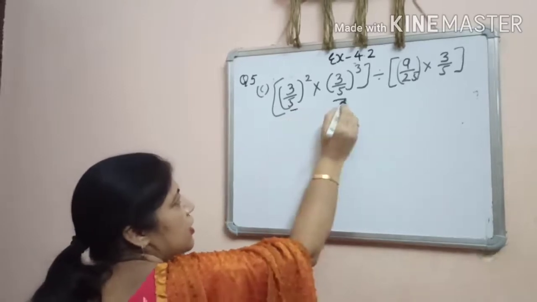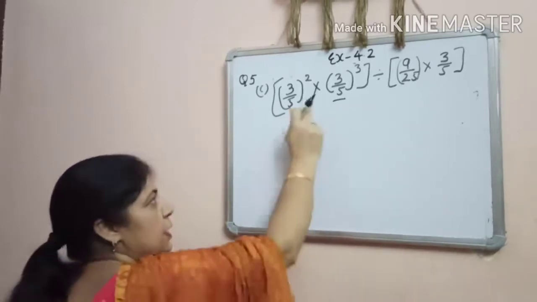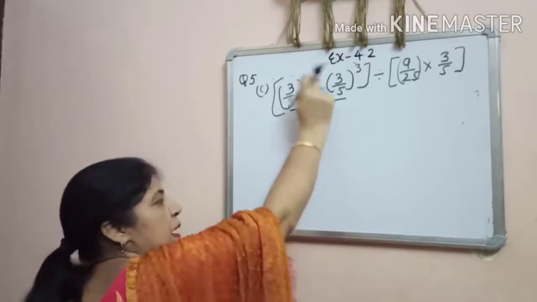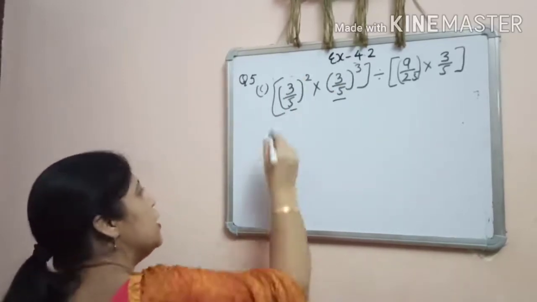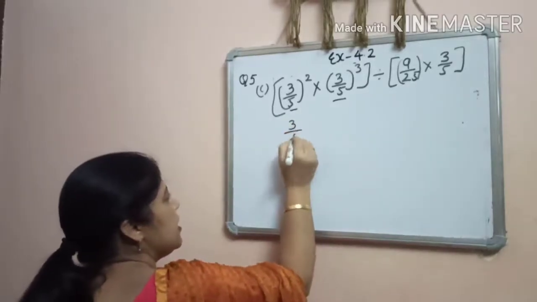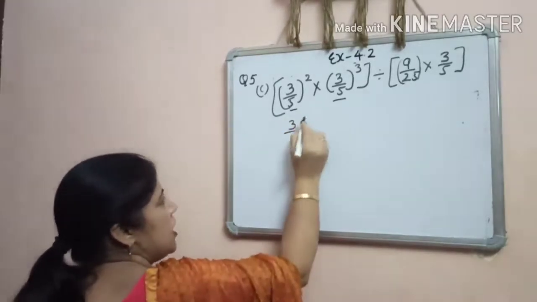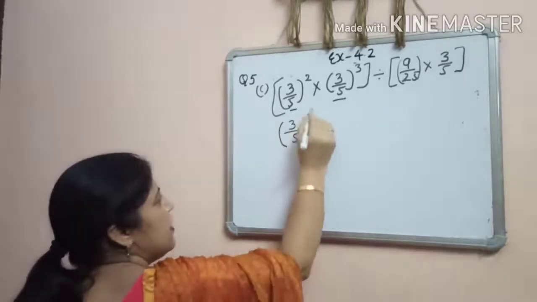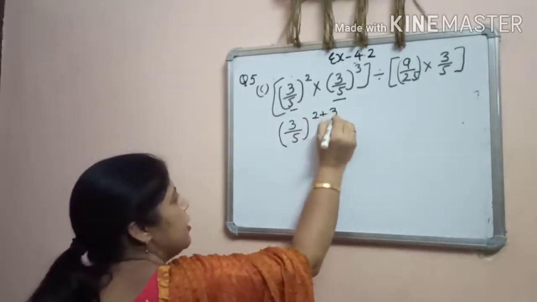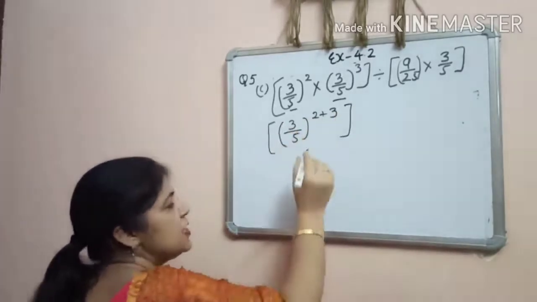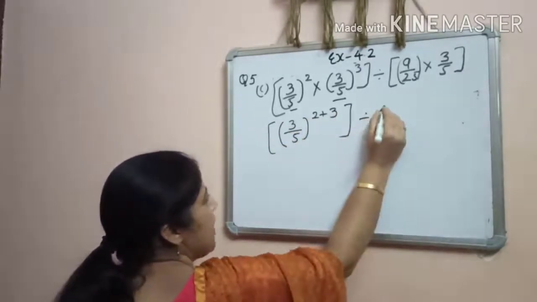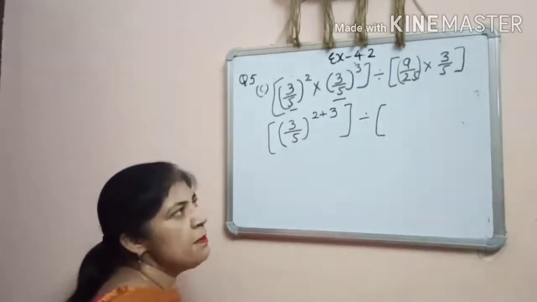Here you can see the bases are same. In case of multiplication, powers are different. Means multiplication law you will apply here. So base is same. So power will be added. You will get 3 by 5 raised to the power 2 plus 3 divided by 9 by 25.